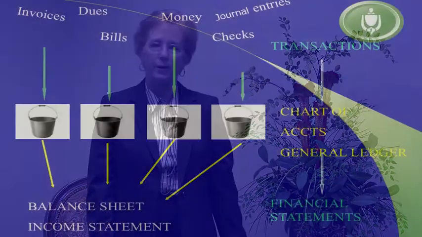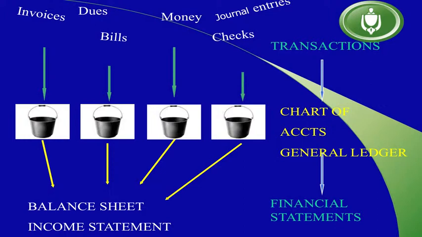On a day-to-day basis, your association has various transactions. These can be invoices to your members for dues, collection of those dues revenues, bills from vendors, money collected, journal entries to record things like interest earned on savings account, and checks written to various parties. All of these transactions have to be coded to an account in what is known as your chart of accounts.